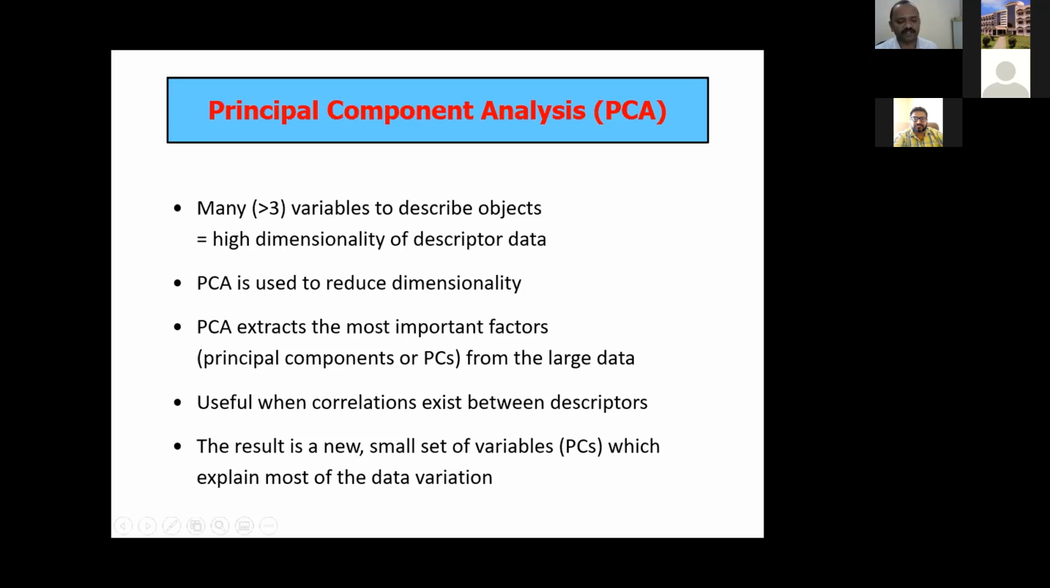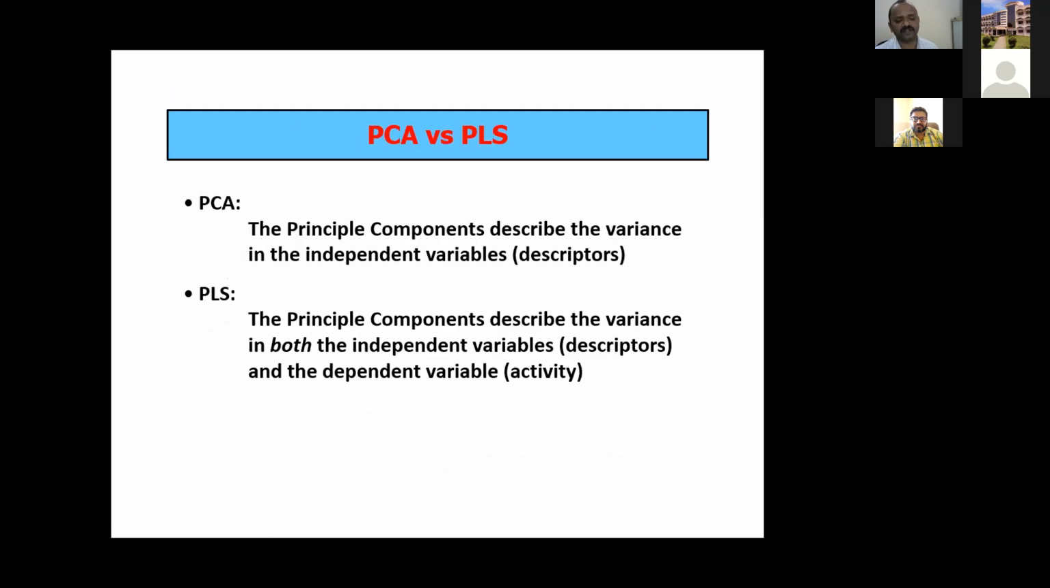The variables which explain most of the data variation are seen here. When the fields are applied, there will be different components. Against the three-dimensional structure of the molecule, when we apply fields, there will be a lot of components and a lot of variables associated with that. In order to handle that, we have to use sophisticated statistical techniques like PCA or PLS. In PCA, the principal components describe the variance in the independent variables, that is, the descriptors.